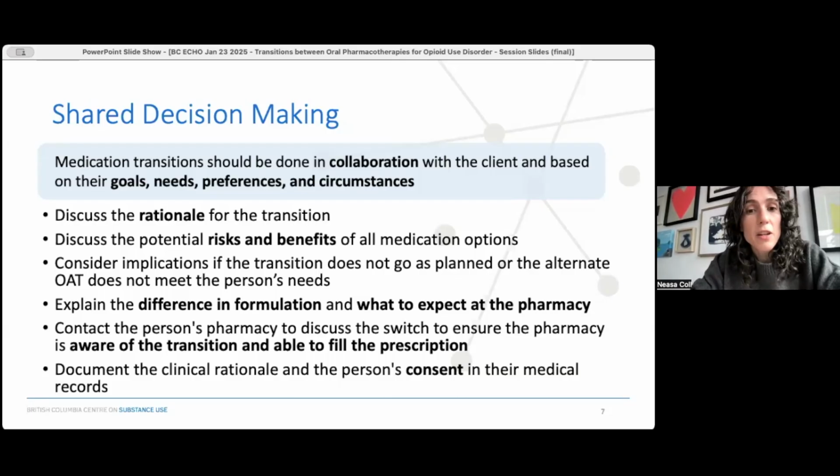Clear explanation to the individual regarding the difference in formulation that they'll be transitioning to and what to expect, particularly at their pharmacy. And then communication with that pharmacy team. So contacting the person's pharmacy to discuss the switch or the transitional prescribing to ensure that the pharmacy is aware of the plan and also is able to fill the new prescription. Once the decision to transition is made, we should be recording the clinical rationale and the person's consent in the medical records, including the discussion as described above.